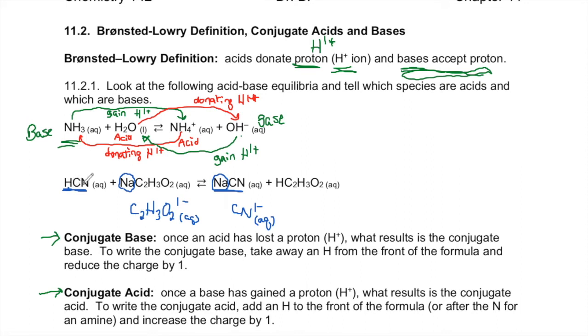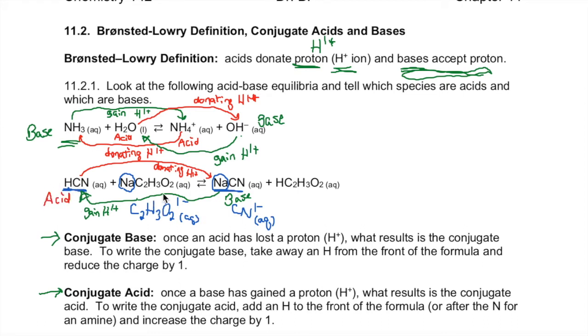All right, so with this HCN going to CN minus, what's happening here is the donation of a proton. So going in this direction, HCN going to CN minus, we have donating a proton. Going the other direction, when cyanide ion goes back to HCN, what's happening is that it's gaining a proton. So the cyanide ion is the base, the hydrocyanic acid is the acid.